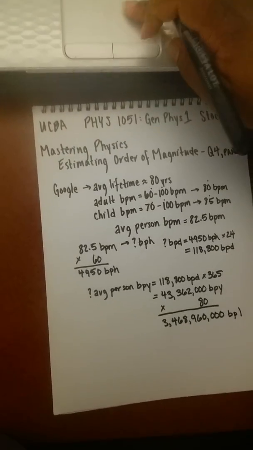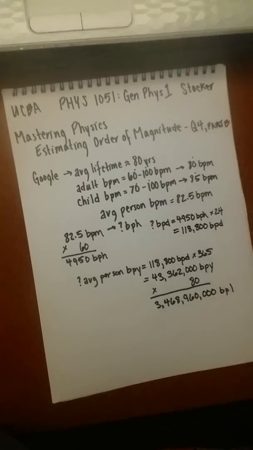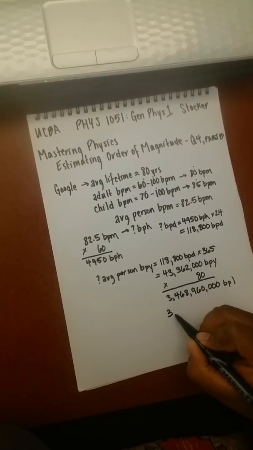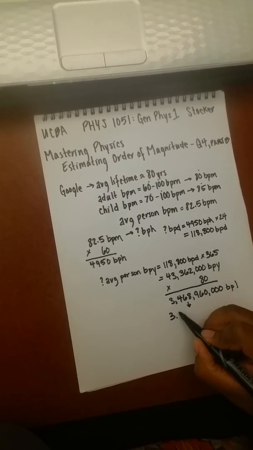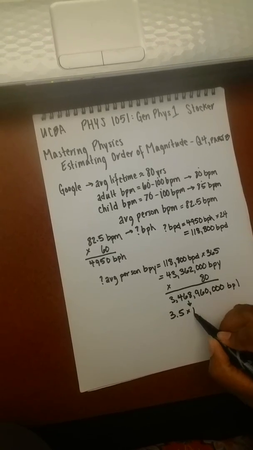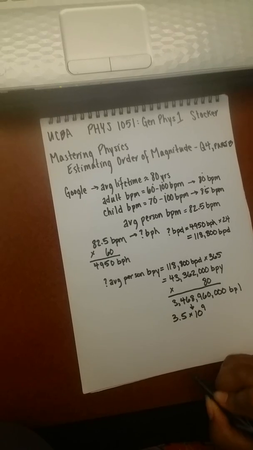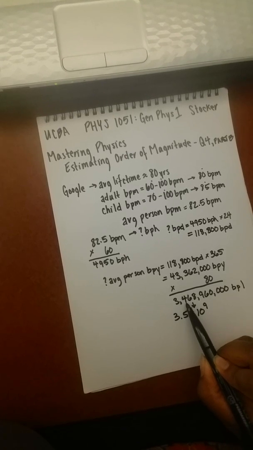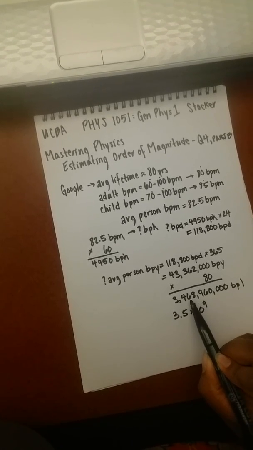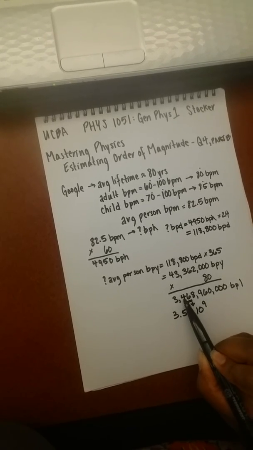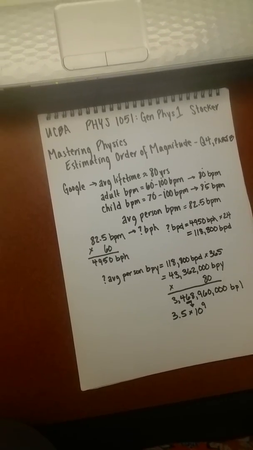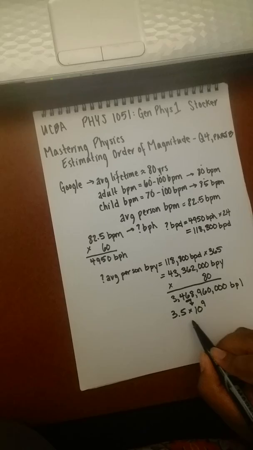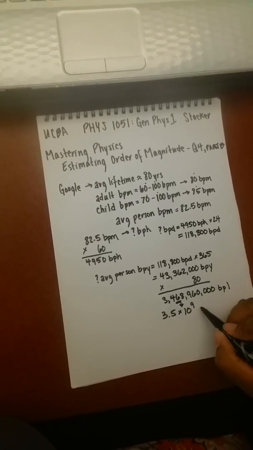And so Mastering Physics wants our answer in order of magnitude, and so I converted my answer into an order of magnitude with two significant figures, which turns out to be 3.5 because I rounded the 3,468,000,000. This rounds up to 5 to get the 3.5. And billion is 10 to the 9th. So it becomes 3.5 times 10 to the 9th power beats per lifetime.